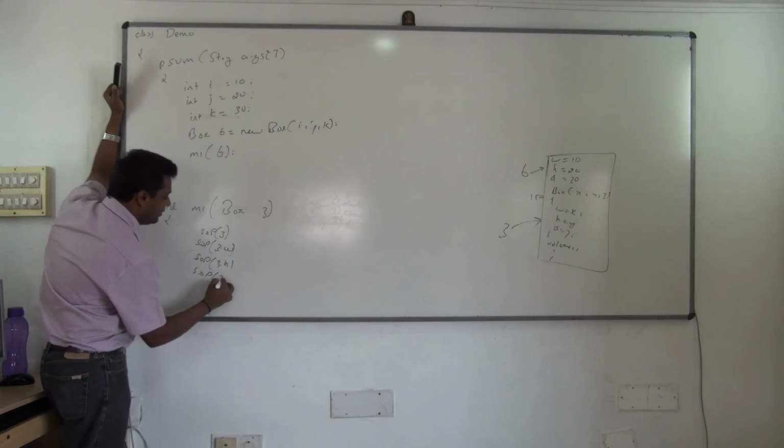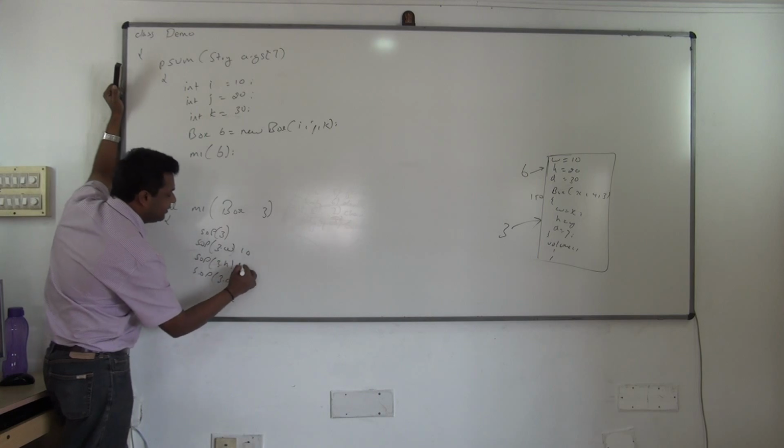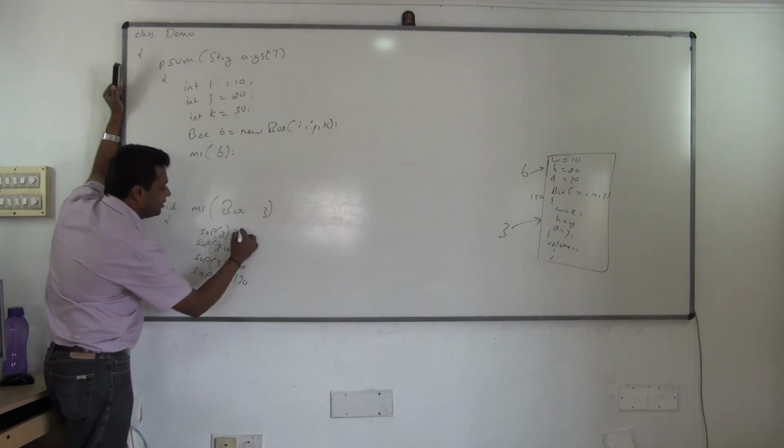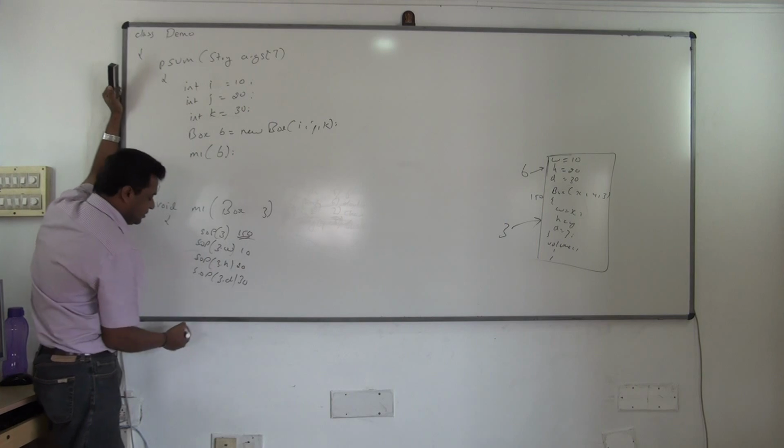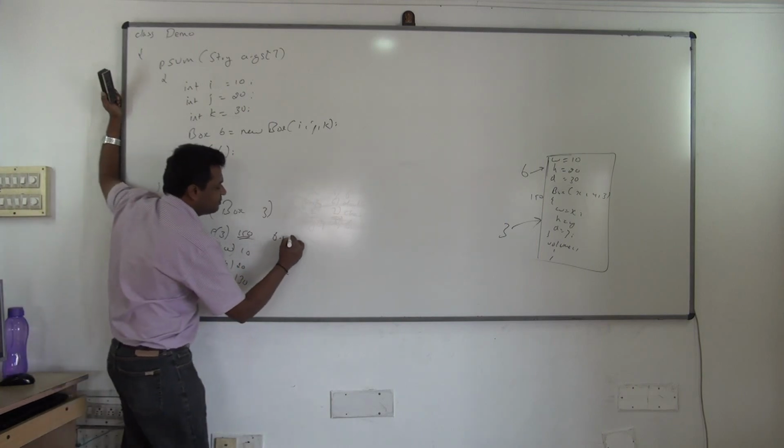System.out.println of z.d, it will print the values. It will print 10, it will print 20, it will print 30. Here it will print 150, the address. Okay, then if I want, I can manipulate the values.